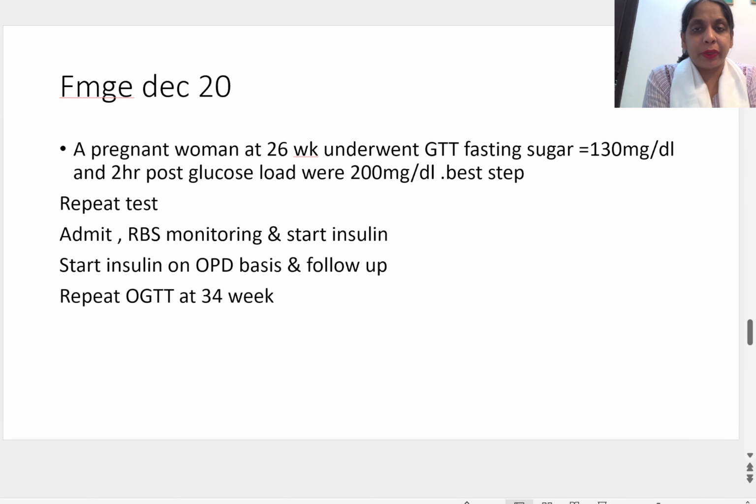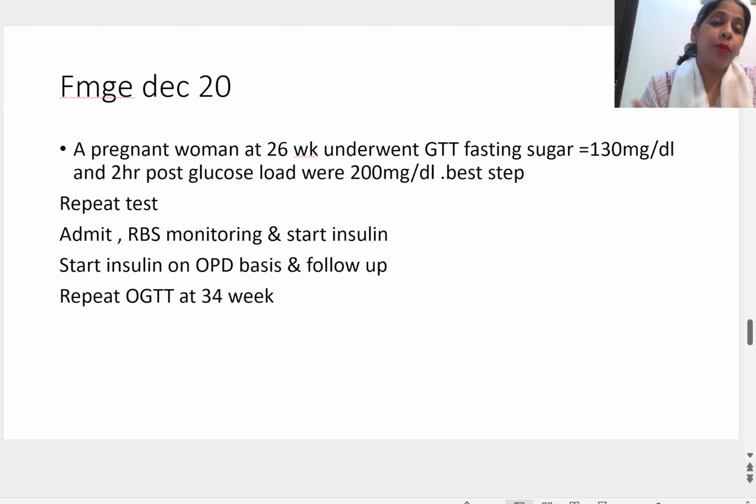Okay, an FMGE December 20 question: a pregnant woman at 26 weeks underwent a glucose tolerance test, and the fasting sugar was 130. As you can see, it is more than 126, so it is a case of overt diabetes mellitus, and the 2 hour post glucose load was 200. Both values indicate that it is a case of overt diabetes mellitus. What is the best step? So here I would like to tell you, if any one value is crossed, and here two values are crossed, we need to give the patient insulin.